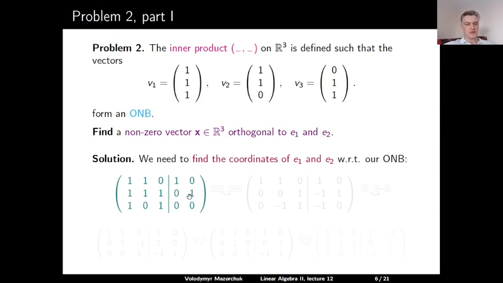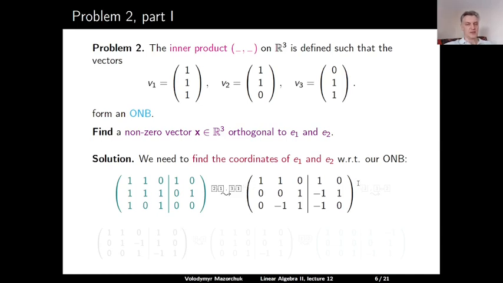So let's start with this matrix and try to reduce it to a row echelon form using Gauss elimination. We start by using this 1 in position 1,1 to eliminate everything else in the first column. So we subtract row 1 from row 2 and from row 3.